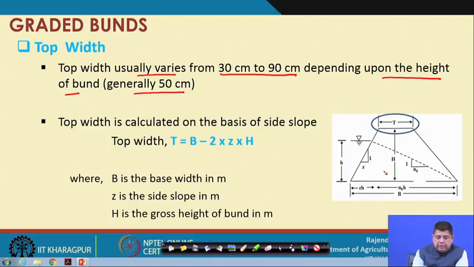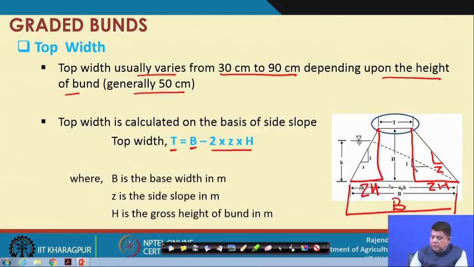Top width calculation will take into account the total height of the bund which we have calculated. So, here top width T will be base width minus 2 times, as 2 triangles have to be deducted. This is one triangle, and this is the second triangle. This slope is z, and this is capital H, so this is also z times capital H. This is B, this is T. So, T equals B minus 2zH. That is how top width can be calculated, where B is the base width, z is the side slope, and H is the gross height of the bund.